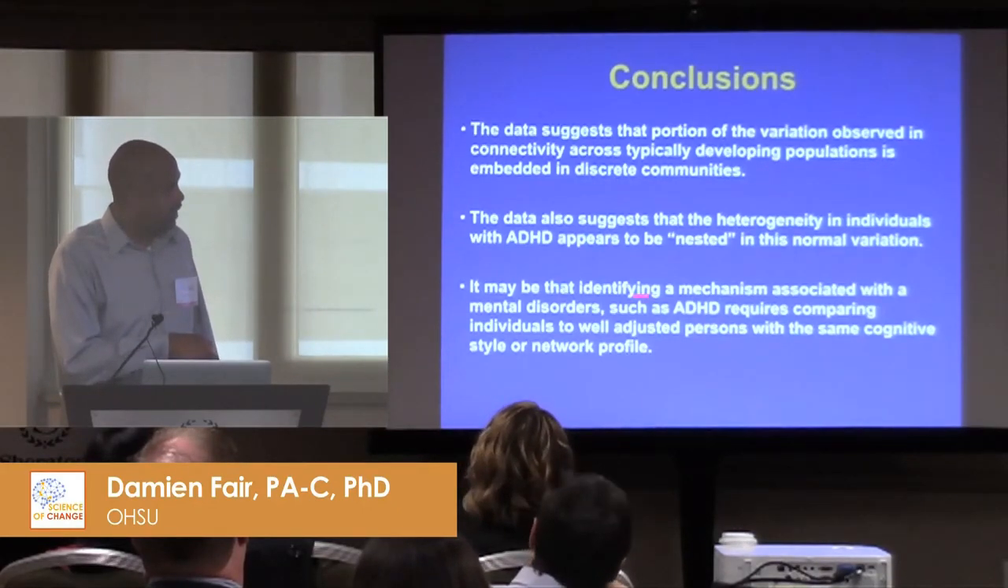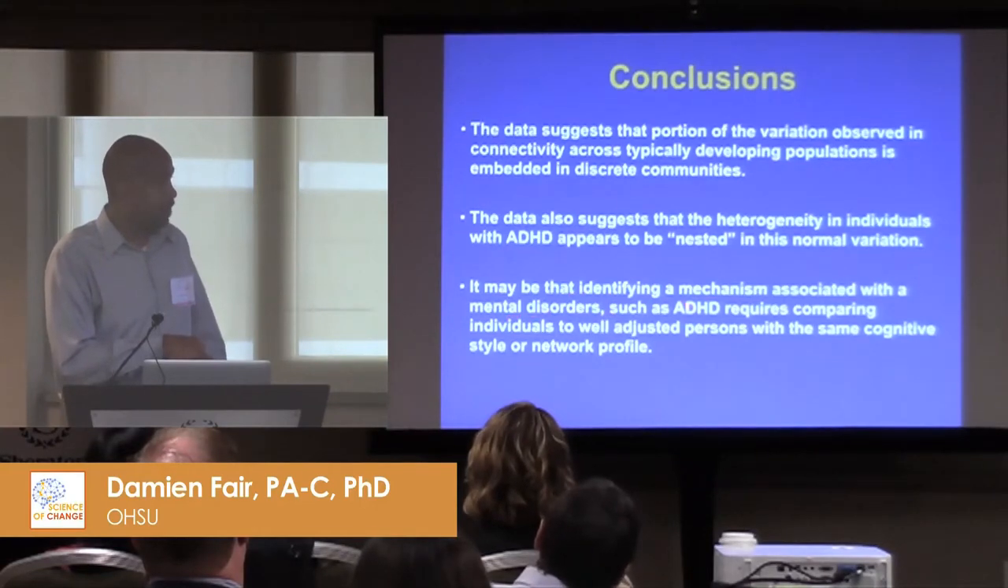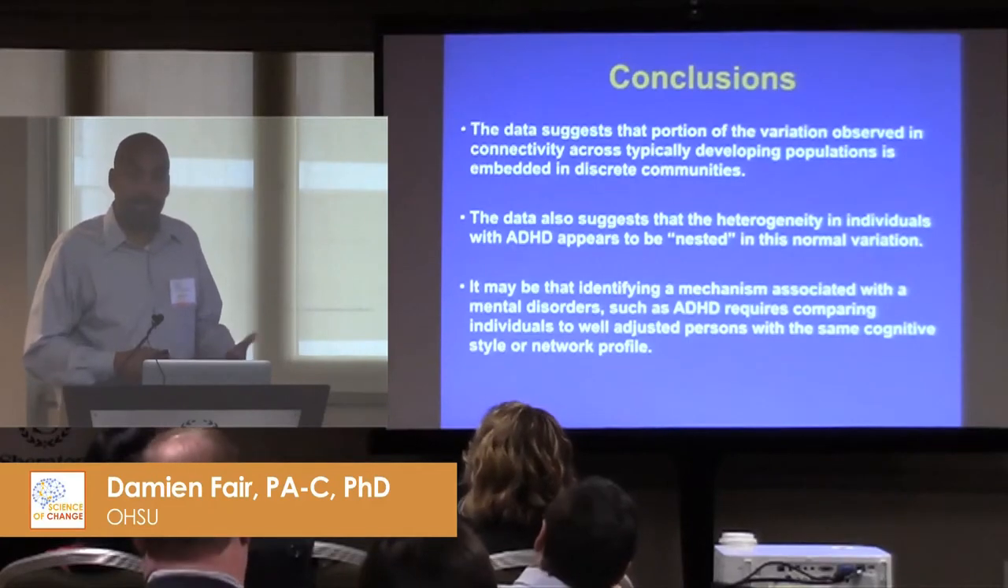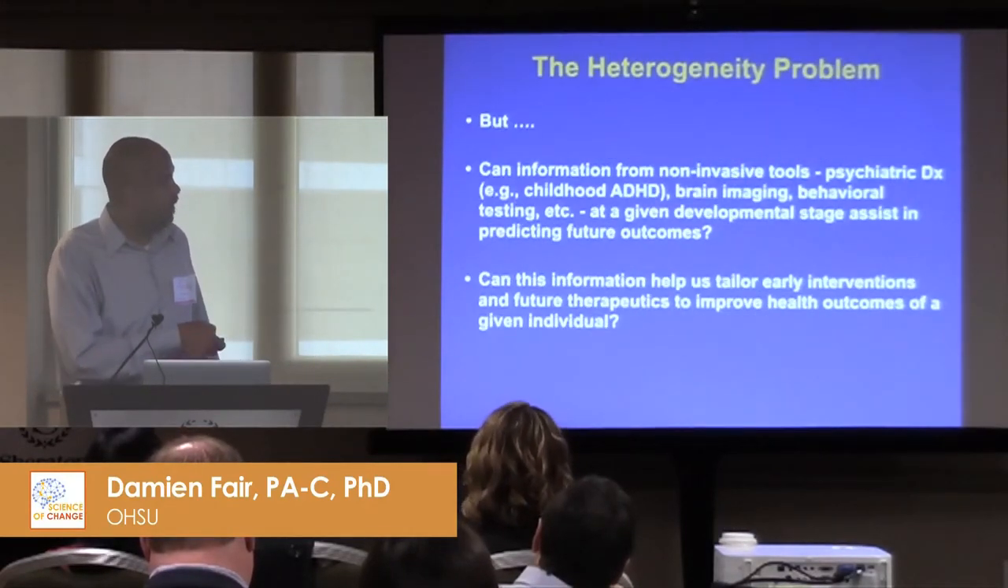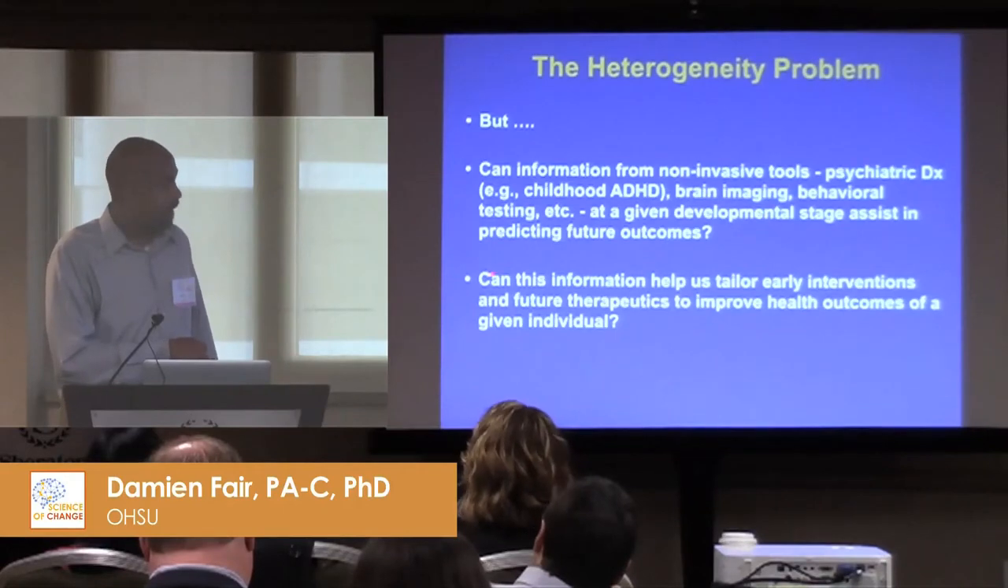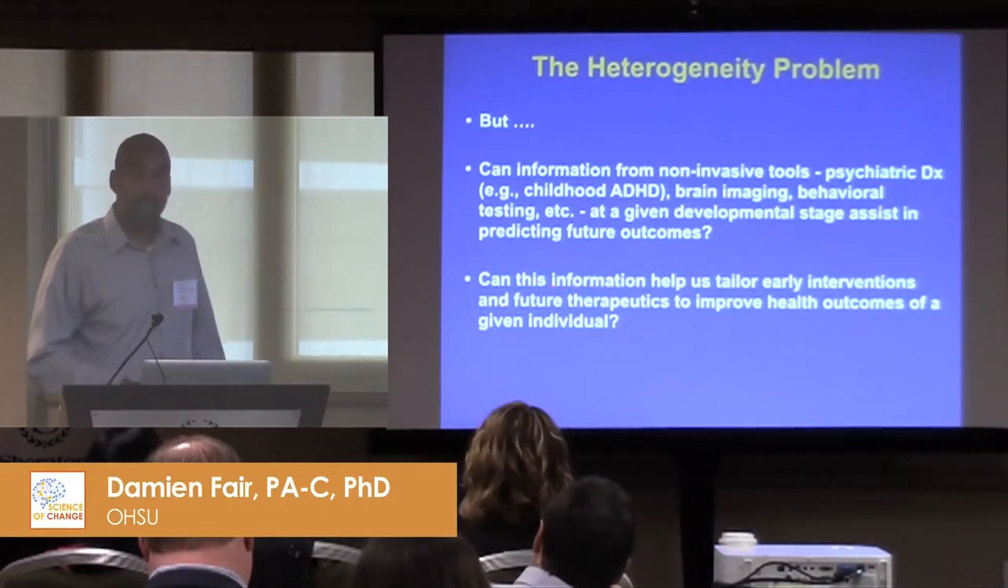And it may be that identifying a mechanism associated with mental disorder, such as ADHD or substance use, requires comparing individuals to well-adjusted persons within the same cognitive style or profile, okay? But the question earlier was, well, can this information from these tools help us predict a future outcome, right? Can it help us tailor early interventions?